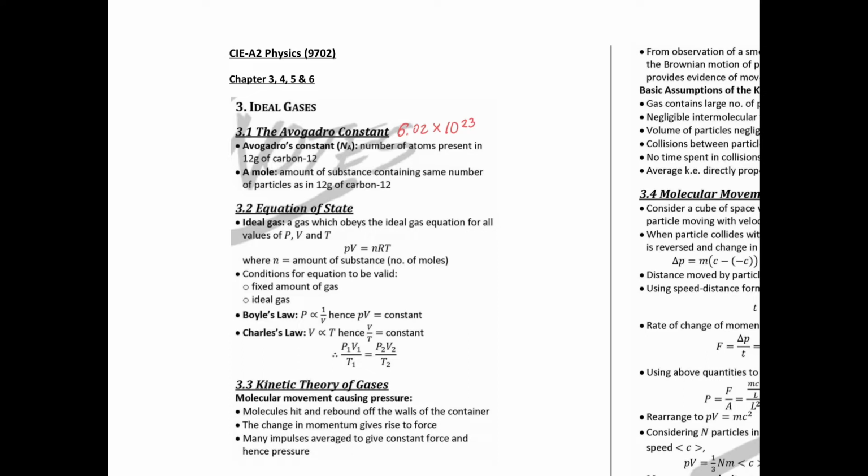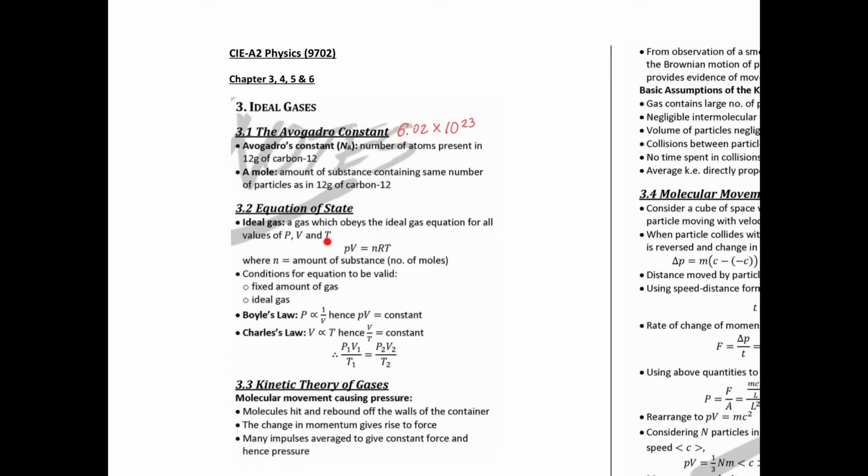3.2, equation of state. Equation of state. So PV equal to nRT. So let's see. Ideal gas. Ideal gas means perfect gas. The word ideal means perfect. Perfect gas. A gas which obeys the ideal gas equation for all values of P, V, and T.